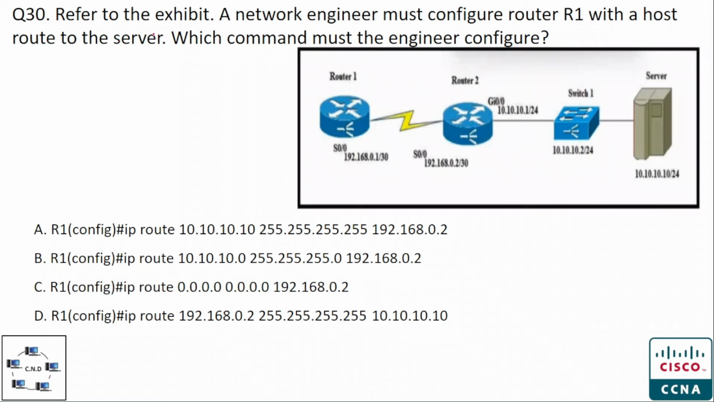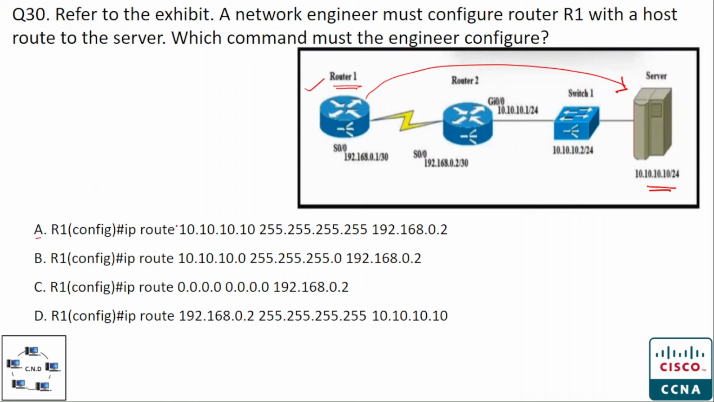Question number 30, refer to the exhibit. A network engineer must configure router R1 with a host route to the server. Which command must the engineer configure? So the question is, we have this router R1 and we have this host or server having this IP 10.10.10.10. So a route must be configured at this router R1 so that we can reach this desired host or server. So what will be the route?